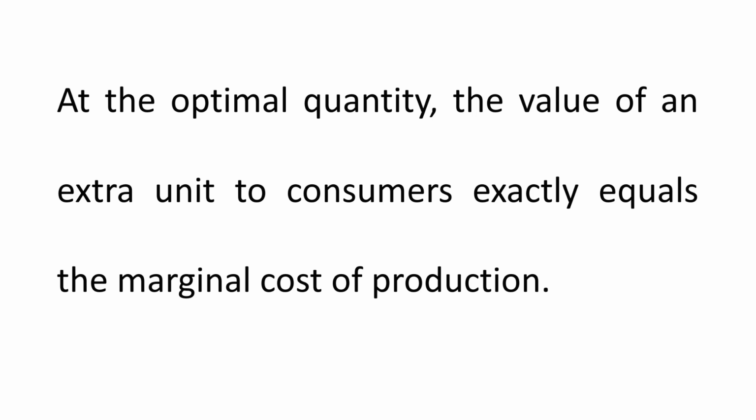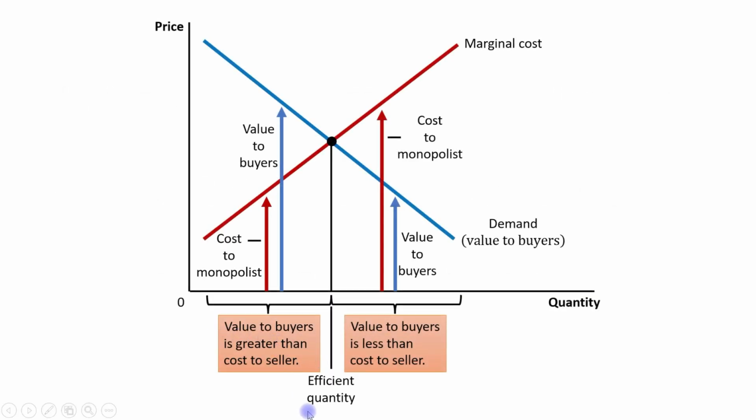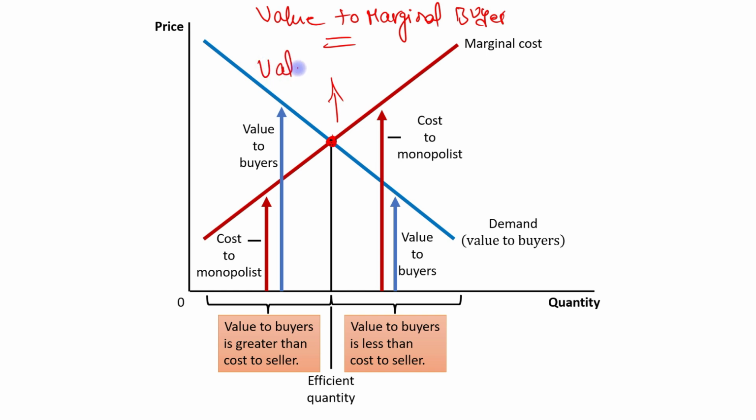And at the optimal quantity, value of an extra unit to consumer exactly equals the marginal cost of production. और अगर हम efficient quantity पर यहाँ पर देखें, so at this optimal quantity, value to marginal buyer will be equal to value to marginal seller.